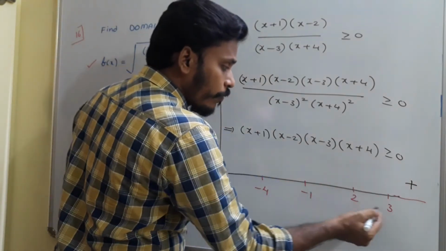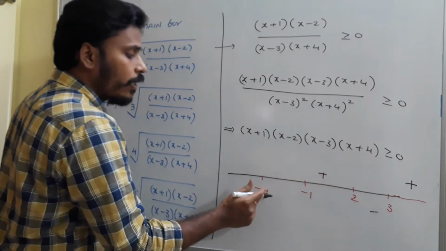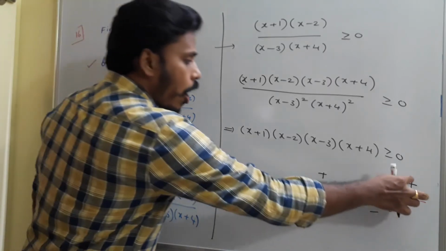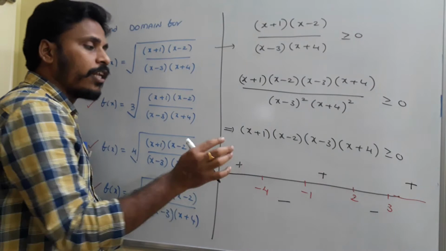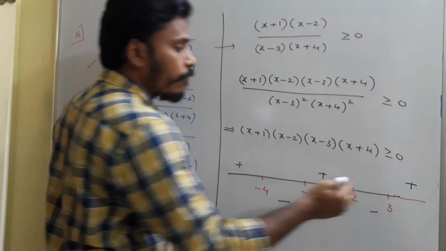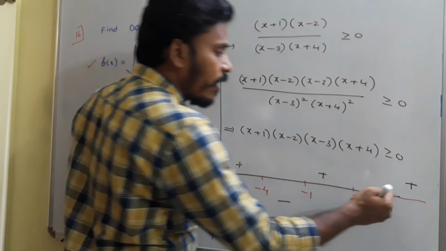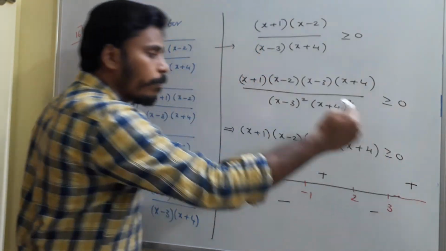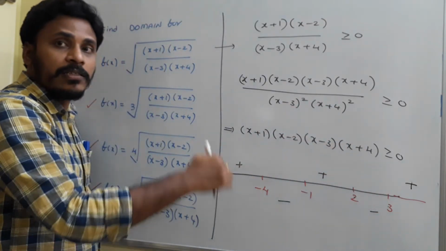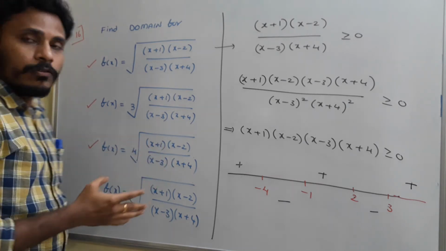Since here it is positive, in between 2 and 3 you will get negative, in between minus 1 and 2 you will get positive, in between minus 4 and minus 1 it is negative, and left of minus 4 it is positive. Alternately plus and minus you will get for these types of polynomial expressions. First of all, you need to check the last region. In most cases we consider that in the last region, if you replace x values, you will get plus, then minus, then plus, then minus, then plus, like that. Just have a look.